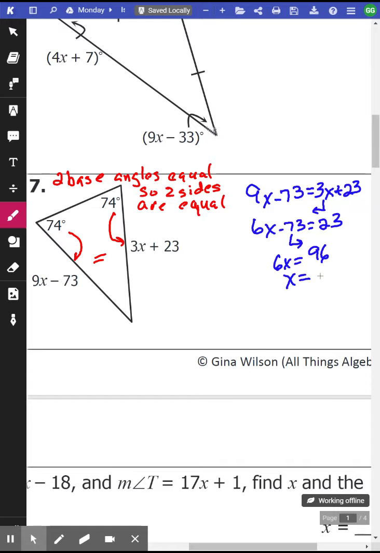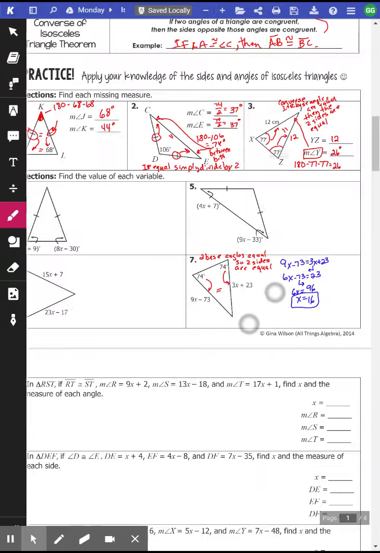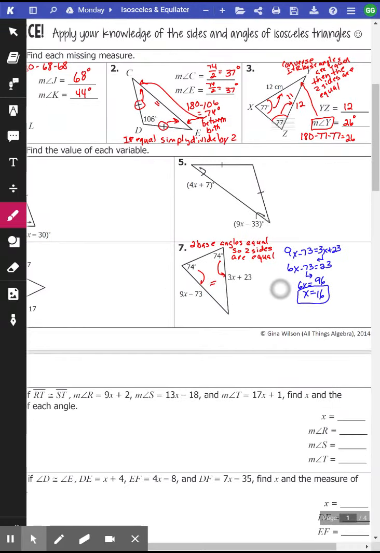And the last one is division. X is equal to 16. And that's all they want. They just want the variable.